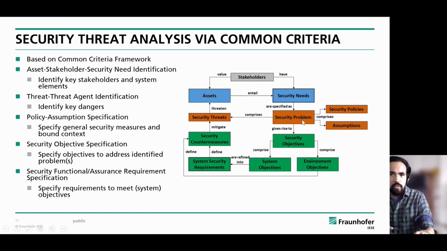And from the remaining set of the problem, which are not already covered by the policies and assumptions to defend against the threats, we can start deriving security objectives and effectively break them down into either system objectives or environment objectives. And there, the rest of the lifecycle can flow by breaking it down into more detailed system objectives and effectively software and hardware objectives at some point, and establishing the security countermeasures to defend against the threats.